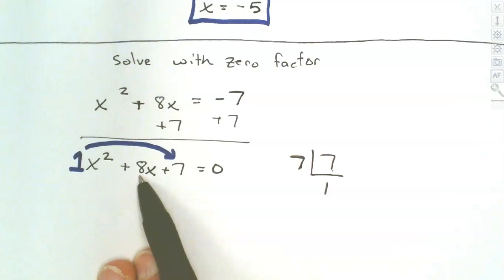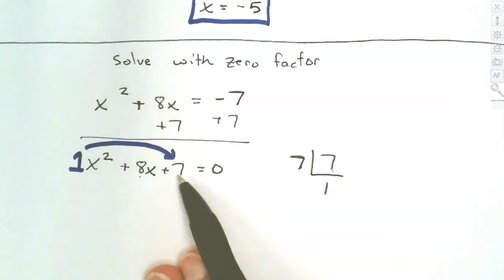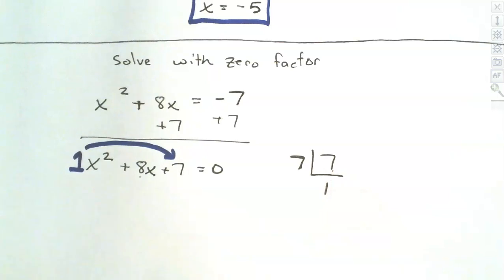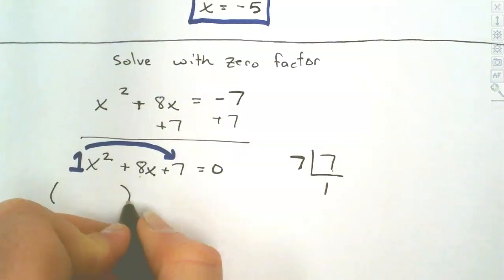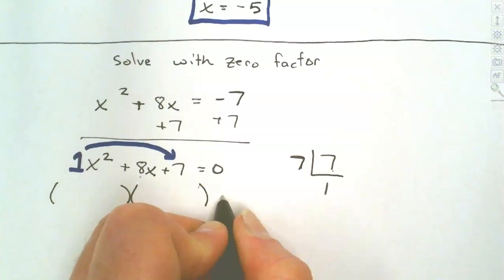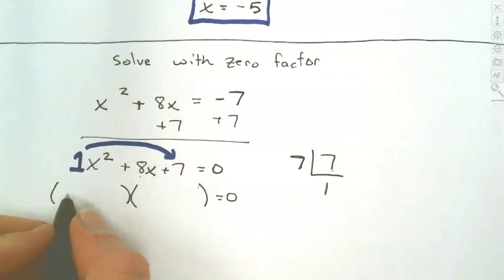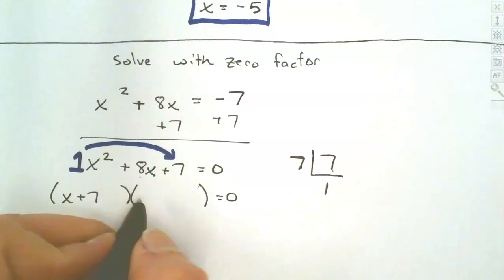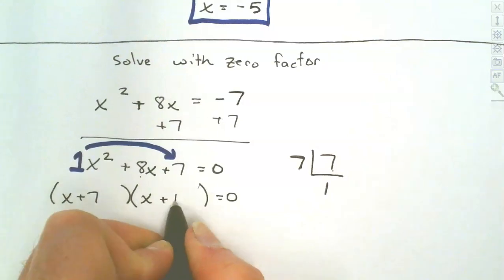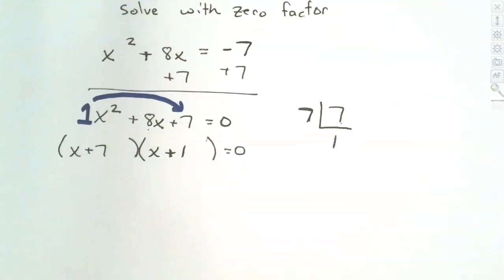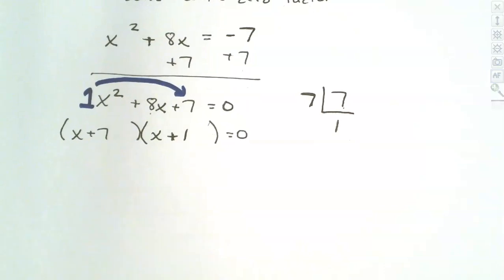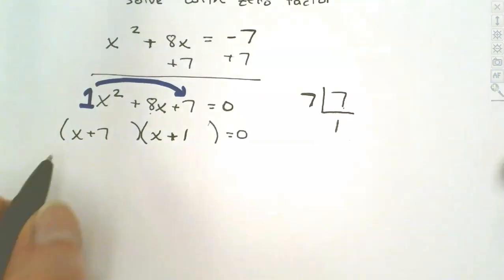So you always have to add together to give you the middle, multiply together to give you the number in the box. Now, since there's a 1, we can jump directly to our factors. So this would factor down now into x plus 7, x plus 1. So we factored that down to x plus 7, x plus 1. So it's now been factored. We're now going to get our two solutions.